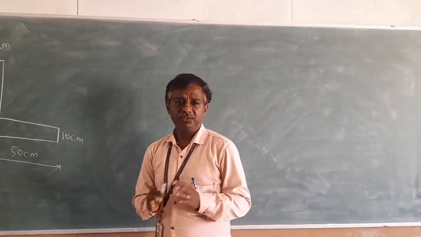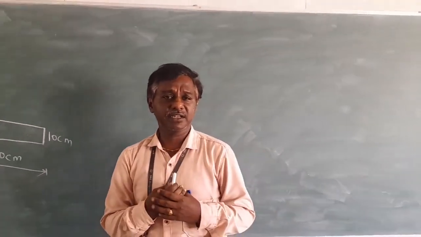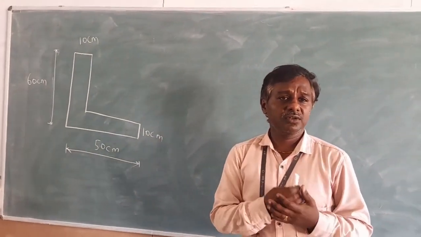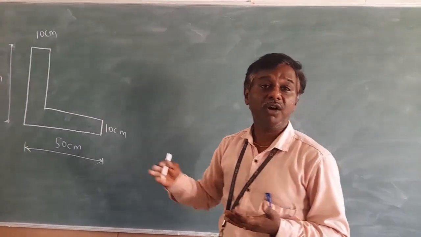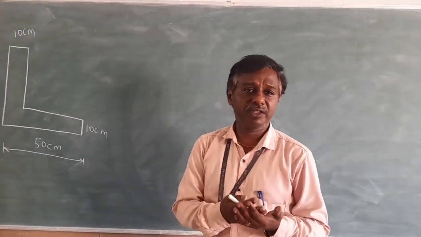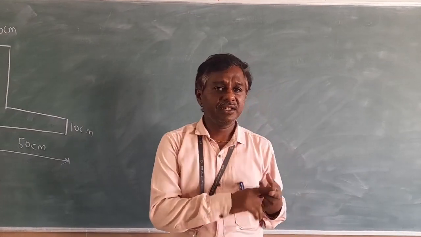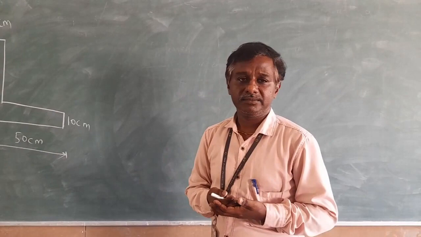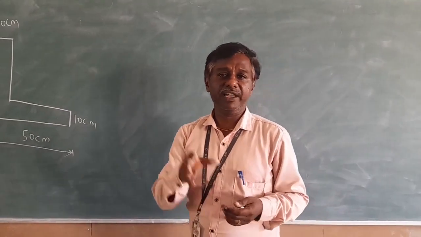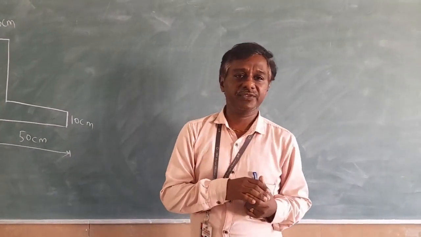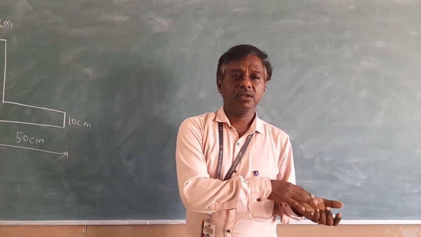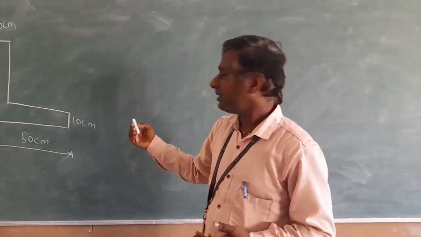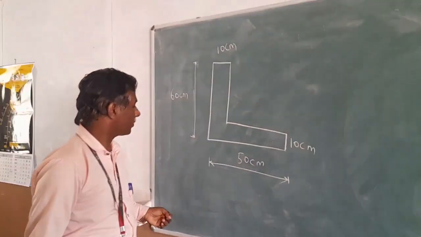Today we are going to solve for the centroid of an angular section. How do we calculate the centroid for a composite section? Why am I saying it is a composite section? We already said that a regular object, like a rectangle or square, has a direct value of centroid. If a section contains more than one regular geometry, that is called a composite section. Now let's go to this problem.